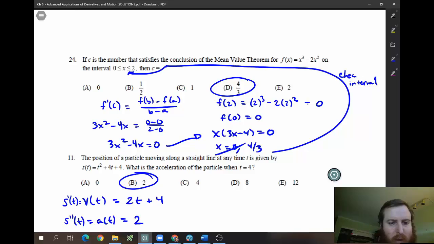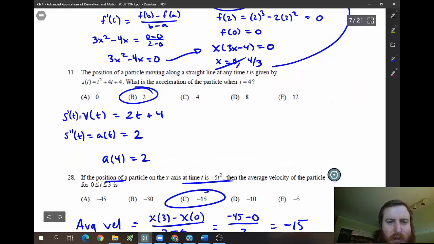3x squared minus 4x equals 0. This, we can't do x method, but you always want to look to factor out a common term. We can factor out an x. So you get x times 3x minus 4 equals 0. And we get 0 or 4/3. Cross out 0 because it's one of our endpoints.